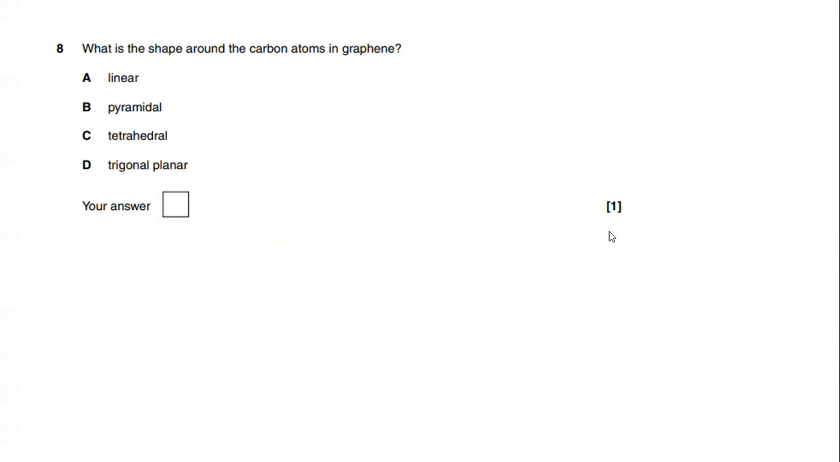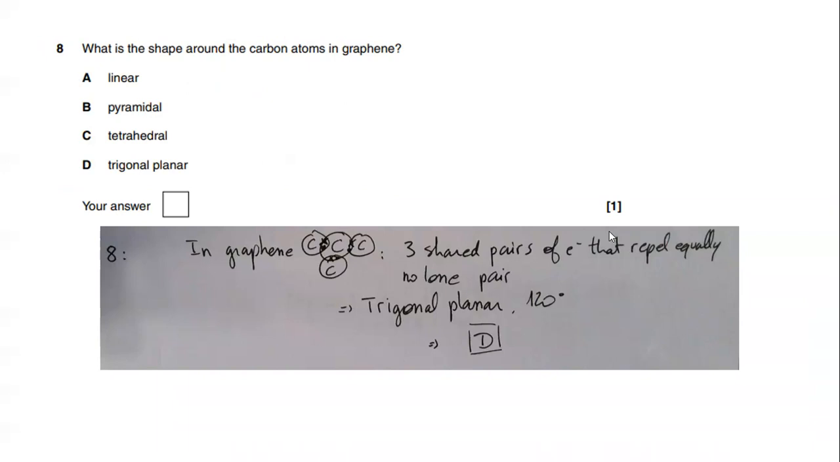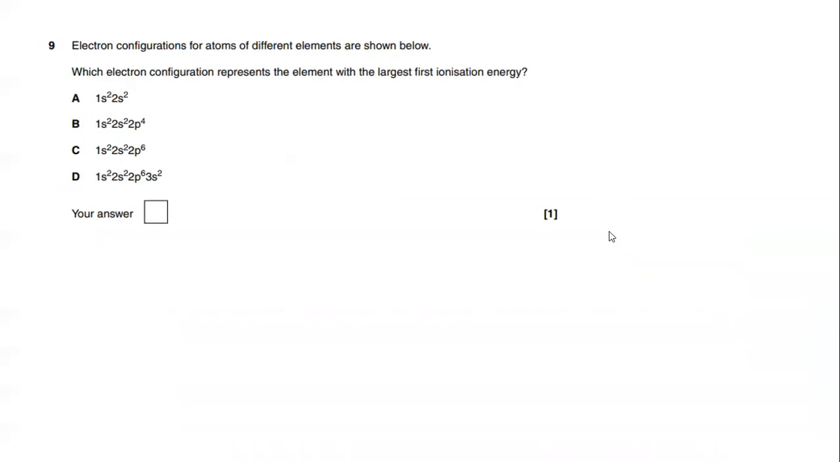Number 8, what is the shape around the carbon atom in graphene? So in graphene, each atom of carbon is bonded to 3 atoms of carbon, and the other electron is delocalized and shared with the rest of the structure. So around the central atom, you have 3 shared pairs of electrons that repel equally. There is no lone pair of electrons that repel more. Therefore, it's trigonal planar, and the bond angle is 120 degrees. So the answer to 8 is D.